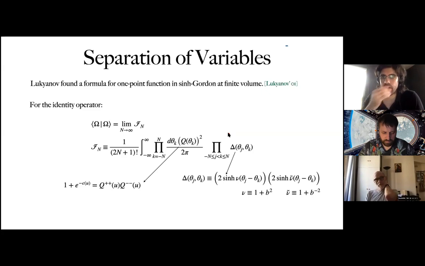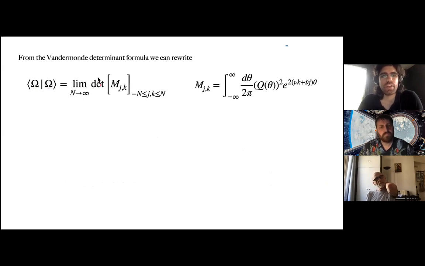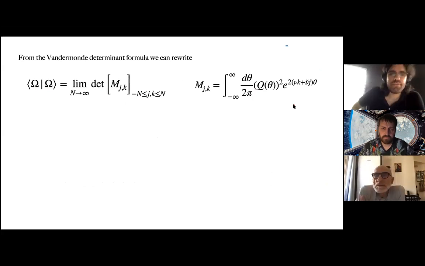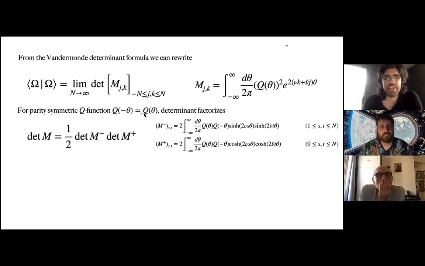Okay. So using the Vandermonde determinant formula to convert this into a determinant, we can express this overlap in terms of a determinant of a big matrix, of size 2n plus 1, where this matrix has this form. And what we observed is that in the case where this Q function is parity symmetric, this determinant actually factorizes into two pieces: a determinant of M minus, where M minus is a smaller matrix, and a determinant of M plus, a matrix of size M plus 1. And now we made this observation. So this is basically what we did.